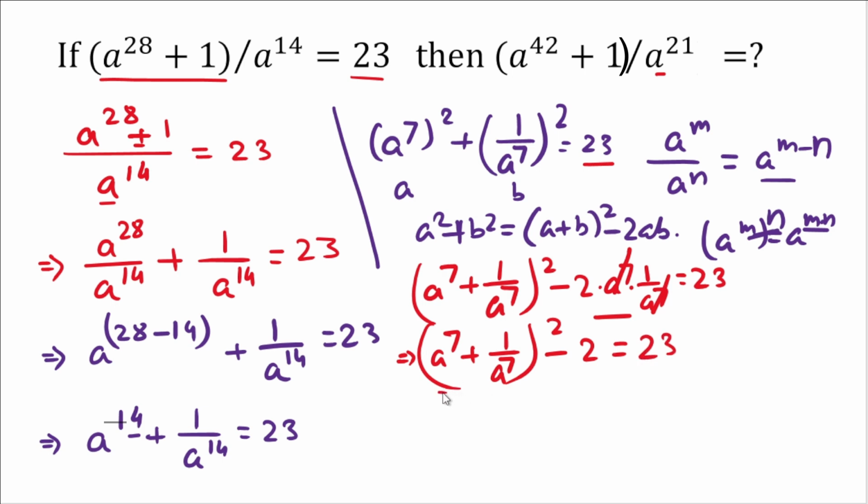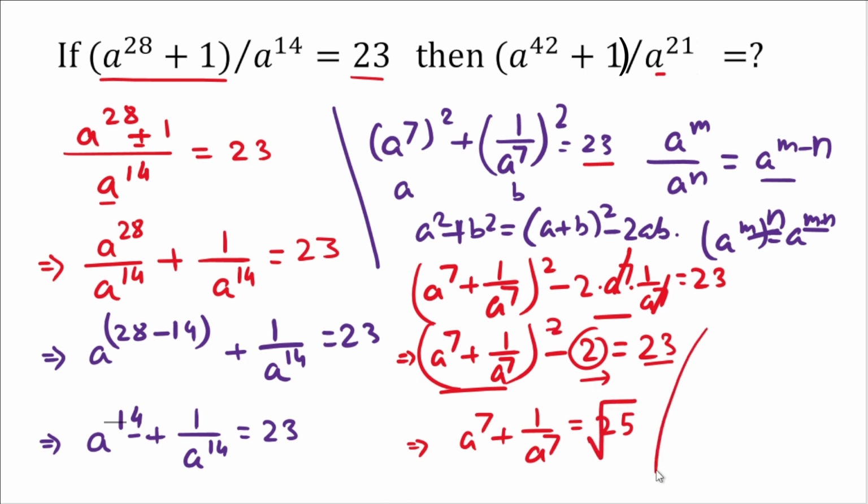And now the value of this term, a raised to the power 7 plus 1 over a raised to the power 7, will be 23, and this negative 2 will go to the right hand side, it will be positive 2, so 23 and 2 will be 25, and we'll remove this square, so for that we'll write square root.